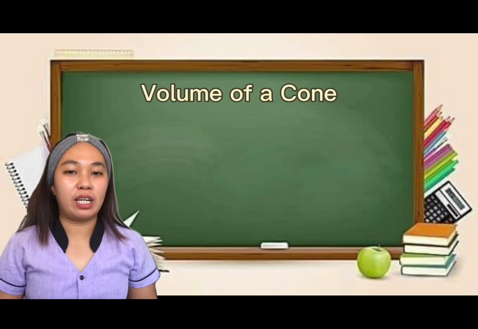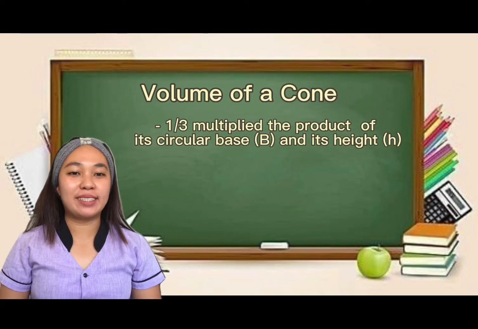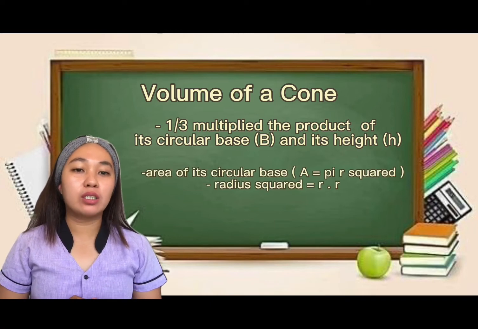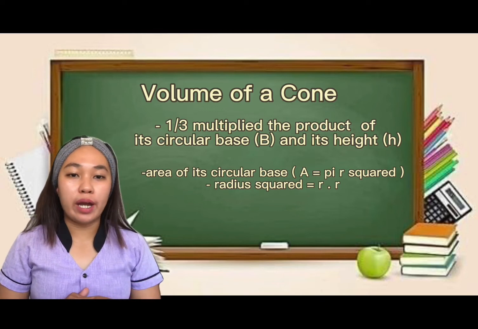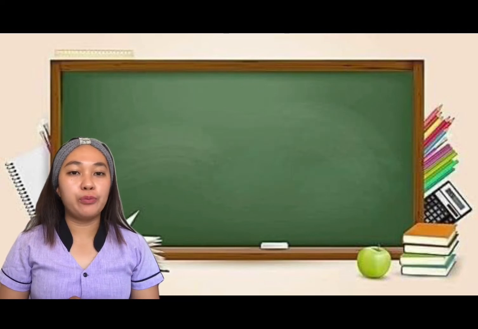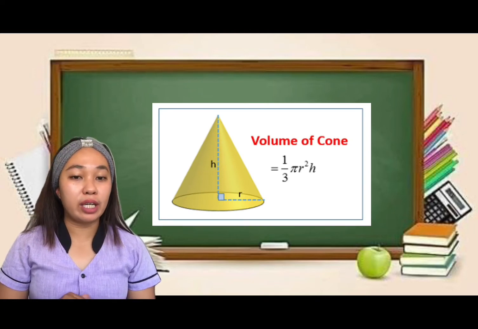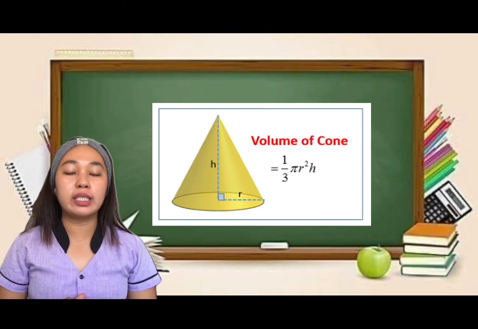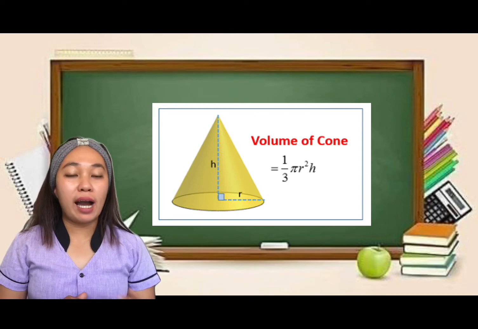The volume of a cone is 1/3 multiplied by the product of its circular base and its height, where the area of its circular base is equal to pi times radius squared, wherein radius squared is equal to radius times radius. Therefore, the volume of a cone is 1/3 multiplied by pi times radius squared times height, or simply volume is equal to pi r squared times height divided by 3.